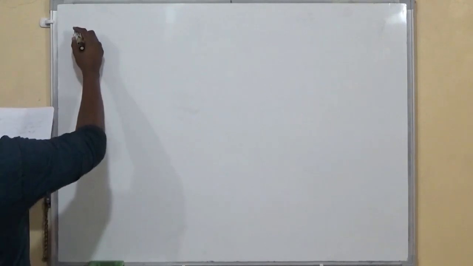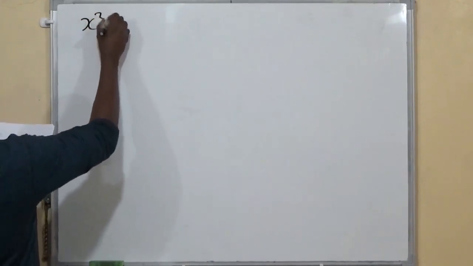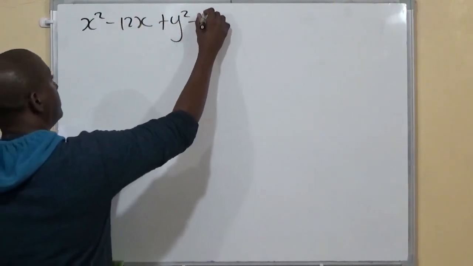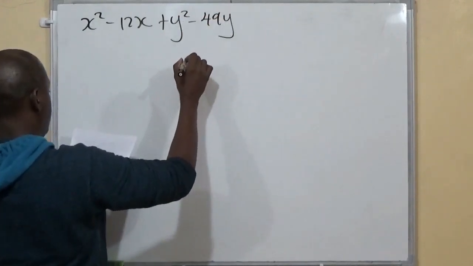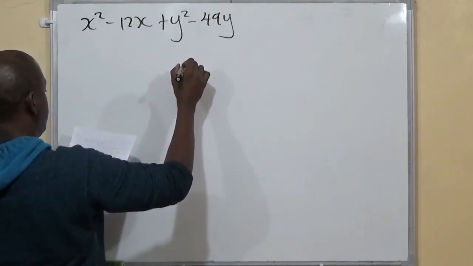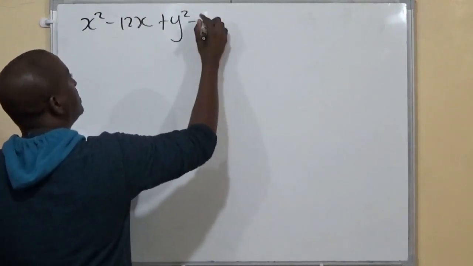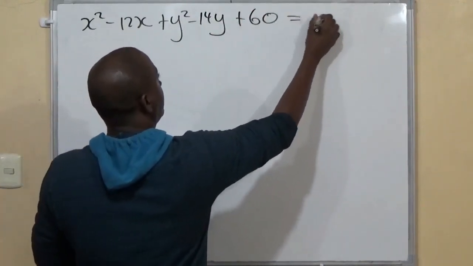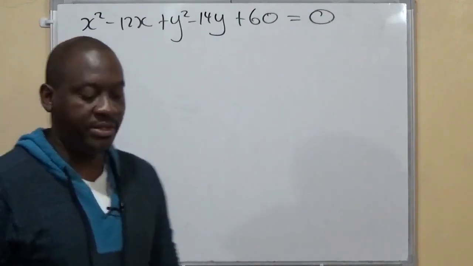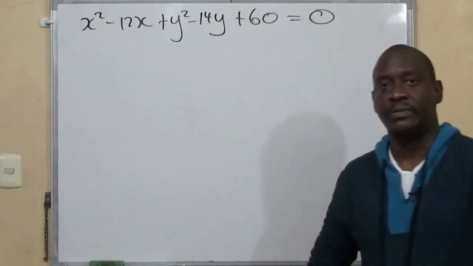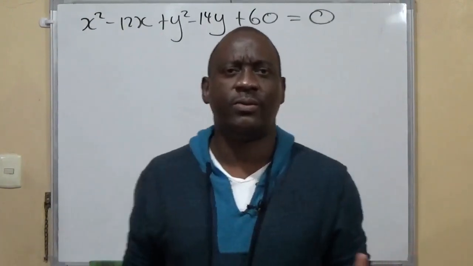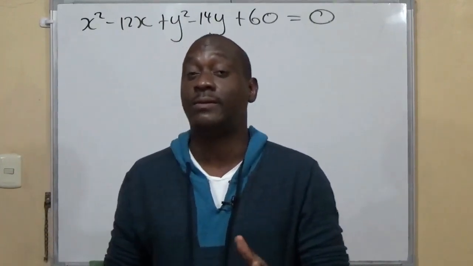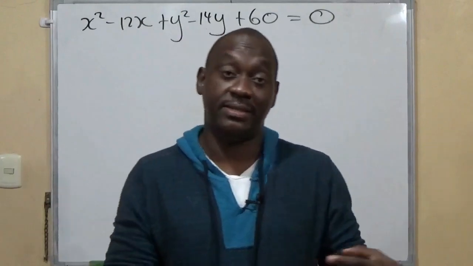So we have here the equation x squared minus 12x plus y squared minus 14y, sorry, my mistake, plus y squared minus 14y plus 60 is equal to 0. So suppose we're in a situation where we have this equation to work with in an exam, or you're working out a worksheet or whatever it is. You start with the general form, and for whatever reason you're required to change it to the standard form.